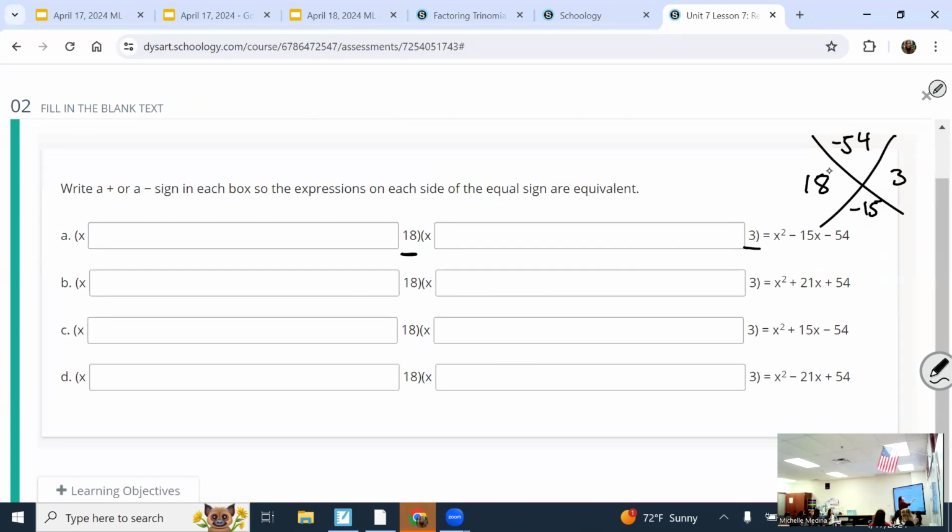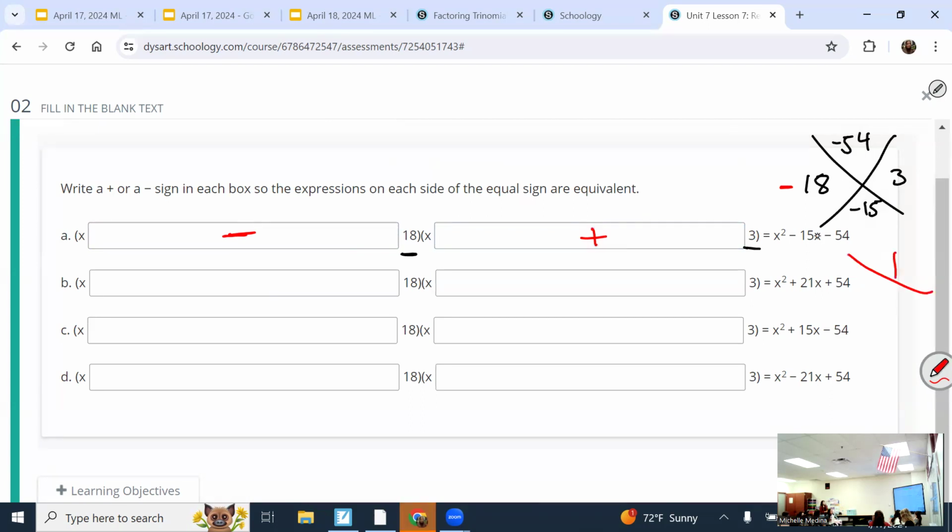What does it have to be to multiply to a negative and add to a negative? Which one needs to have it? Negative. Be 18. Because if it adds to a negative, that means the bigger number needs to have that sign. So the negative needs to go here. A positive needs to go here. Don't put any extra spaces or anything. That's negative, positive.